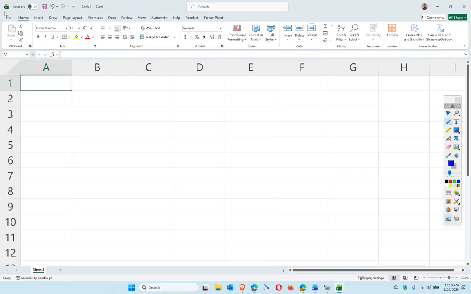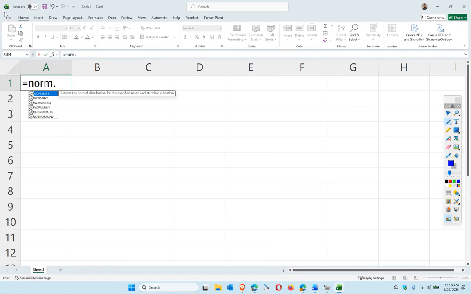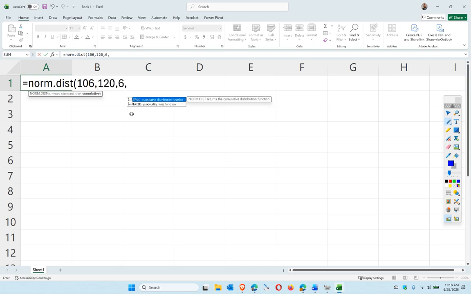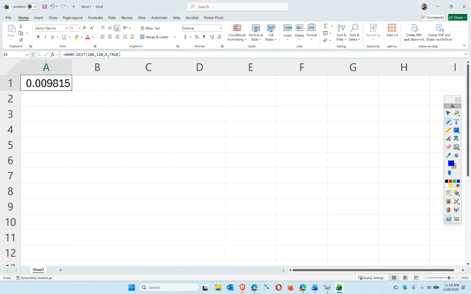If we do that, that would be the normal dot distribution, and we want to do 106 or less, because this always works left to right. That's how the function works. The mean is 120, it deviates by 6, I'm going to add it all up, and there we go. True. So the probability of that little area over there is a little less than 1% basically.